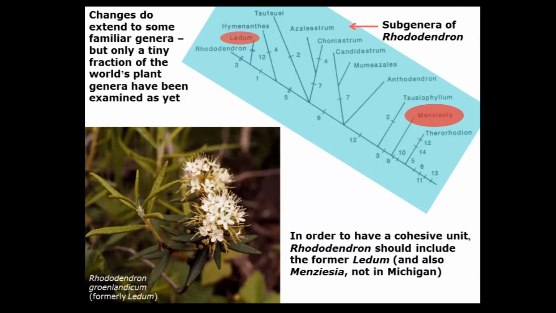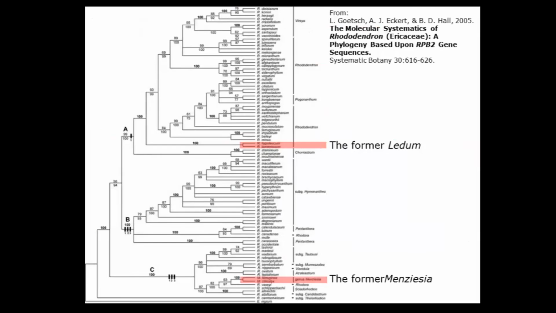And sometimes the changes are kind of cool. Like there's our Ledum. And if you look at that, it's nested right in among the subgenera of rhododendrons. And sometimes we've understood this even before we looked at the molecules. So Ledum has to go. That's a good thing. I mean, Michigan now has a native rhododendron. What's bad about that? Isn't it great?